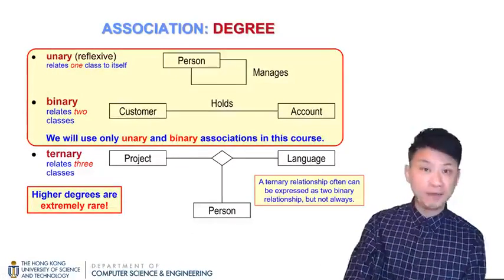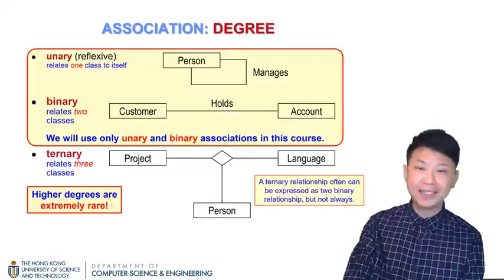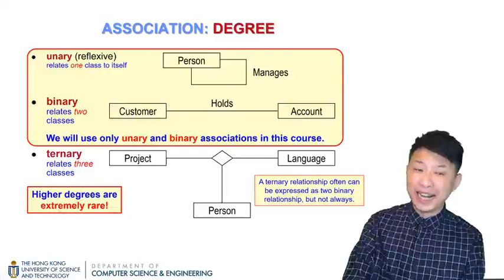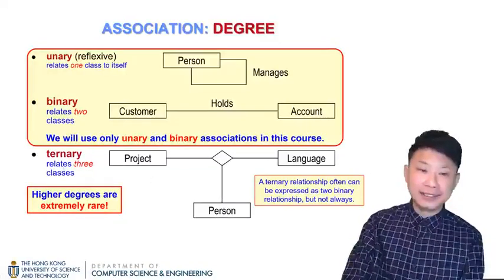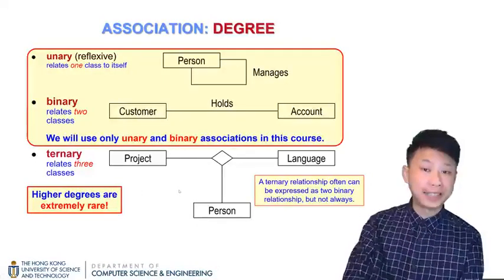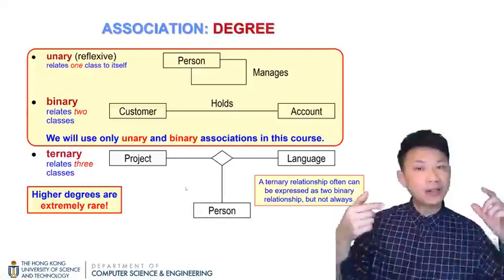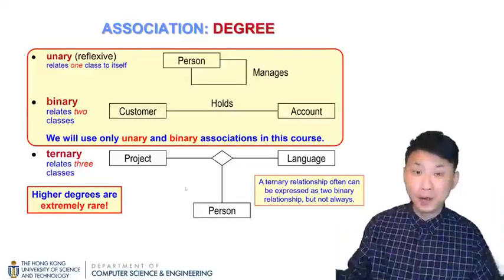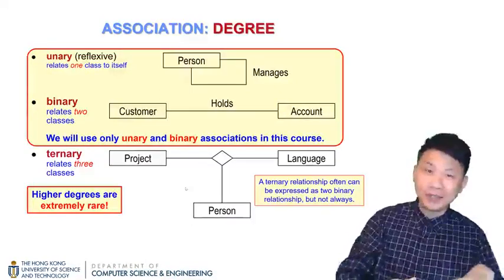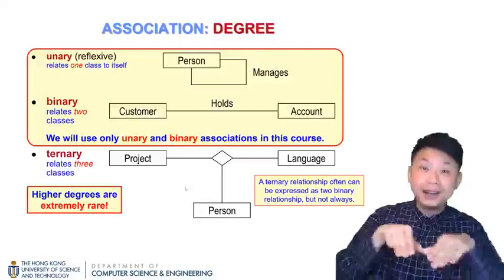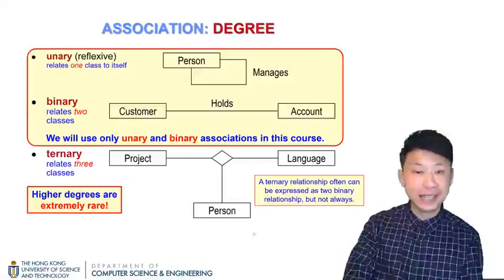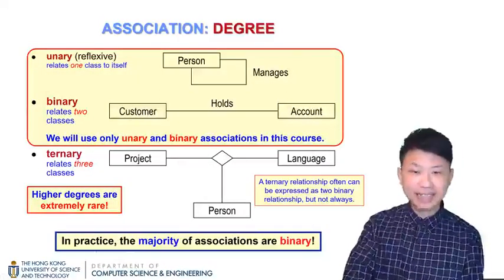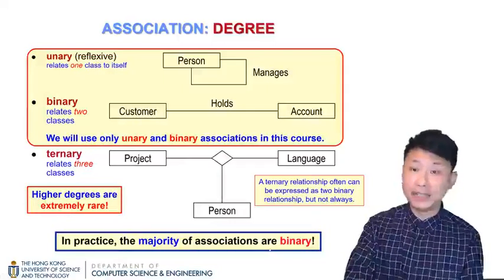Unless really necessary, you don't include high degree associations in your diagram, because they are more difficult to understand and more difficult to read. If you include many high degree or ternary associations in your diagram, it is going to make your diagram more difficult to read. When you try to use your model to communicate with different stakeholders within your project, that model is going to be more difficult for the other stakeholders to understand. So in most cases, we will simply use unary or binary associations. In practice, the majority of associations are going to be binary.